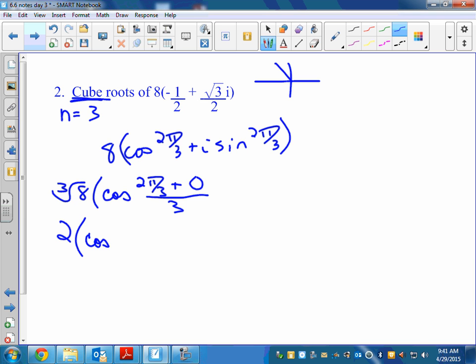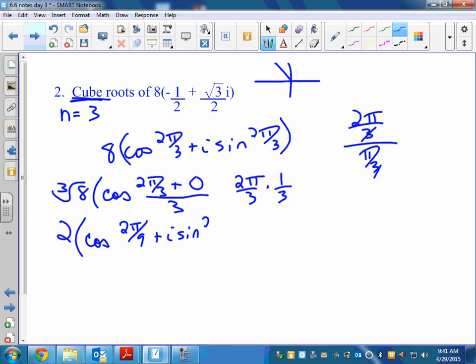What do you get when you take 2 pi thirds divided by 3? You can't just cross the 3's out. If you had something like this, you could cross the 3's out because they're both in the denominator. But 2 pi thirds divided by 3 is the same as multiplying by 1/3, which means it's 2 pi ninths.